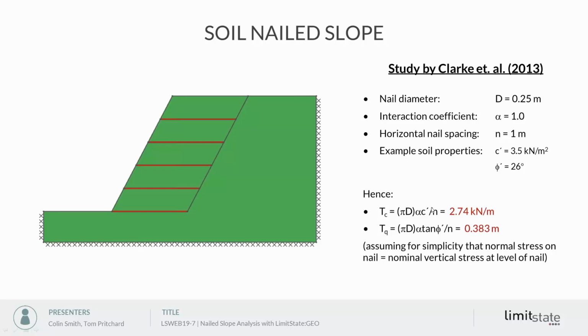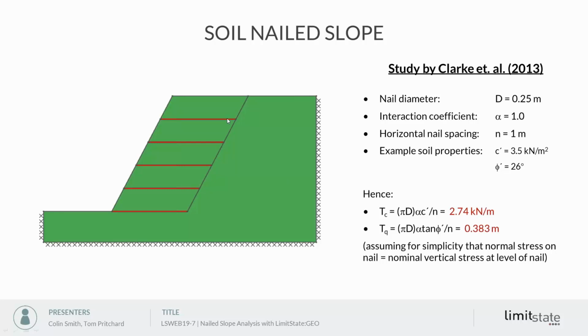So the parameters we have to feed into the software, as I mentioned earlier, we have to calculate. We have a TC value, which is pi d times alpha c' divided by the spacing, and that comes out as 2.74 kilonewtons per meter, and a TQ value, which is pi d alpha tan phi over n, which is 0.383. And here I'm assuming that K value that converts vertical stress to normal stress is just 1. But we may have a slightly different value in that case.